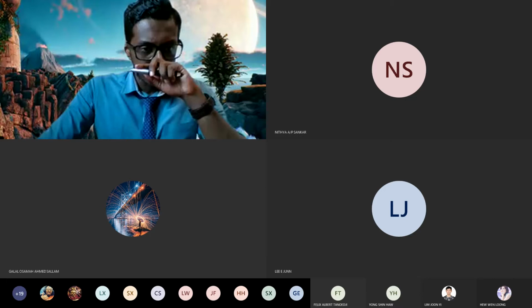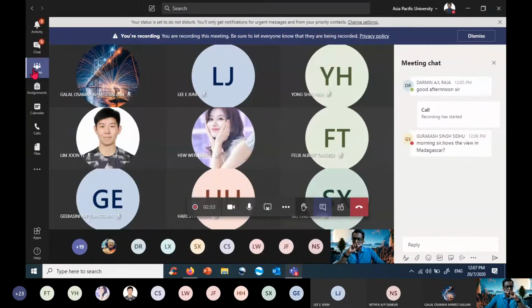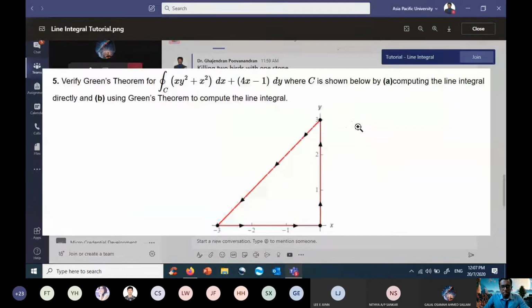Let me share the screen. Okay, so this question right here. You have a closed region, obviously. You have a closed loop, and therefore there are two ways to find the integral with respect to the whole combination of lines. One is you can use Green's theorem. That would be the easier way, part B. Part A would be slightly harder because you have three lines forming the region here.